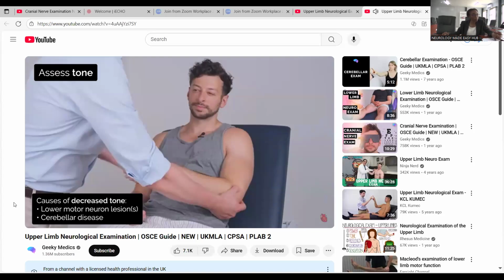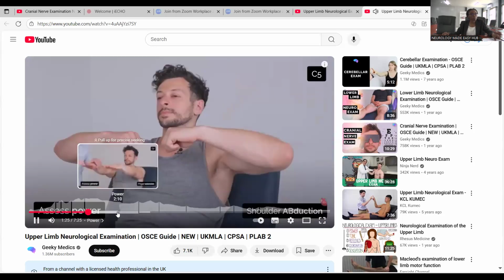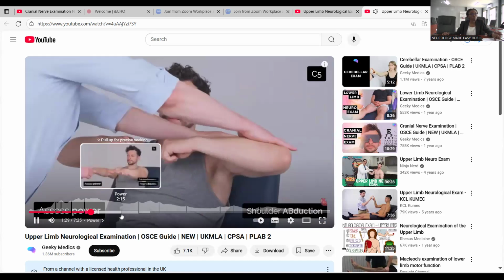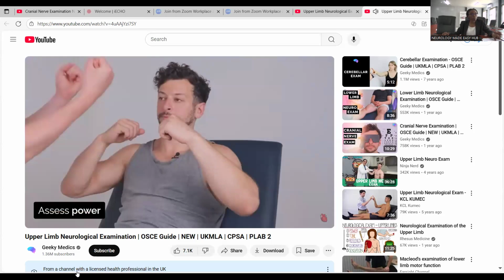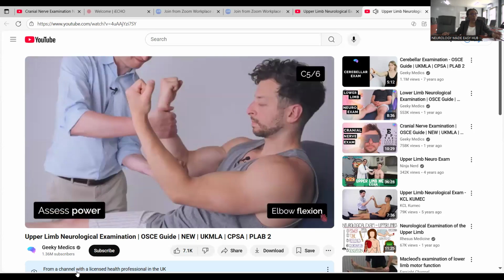Just going to test the strength in your arms now. If you can just lift your arms up like this and just keep them up. Good. And just relax them down slightly, and don't let me pull them up. Good. Arms up like this in front of you, and just keep them there. Good.